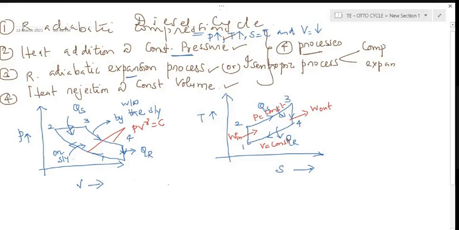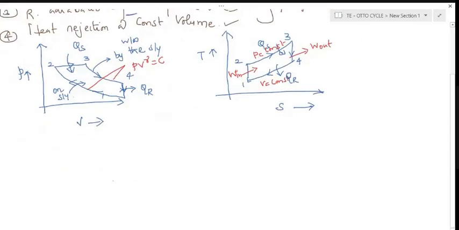In the case of a diesel cycle, as we already discussed in the Otto cycle, we are introducing two terms. One is the compression ratio, and another is the expansion ratio. The compression ratio is V1 by V2, the total cylinder volume to the clearance volume, and the expansion ratio is V3 by V4. Here we are introducing another new term, the cutoff ratio, denoted by the symbol rho.